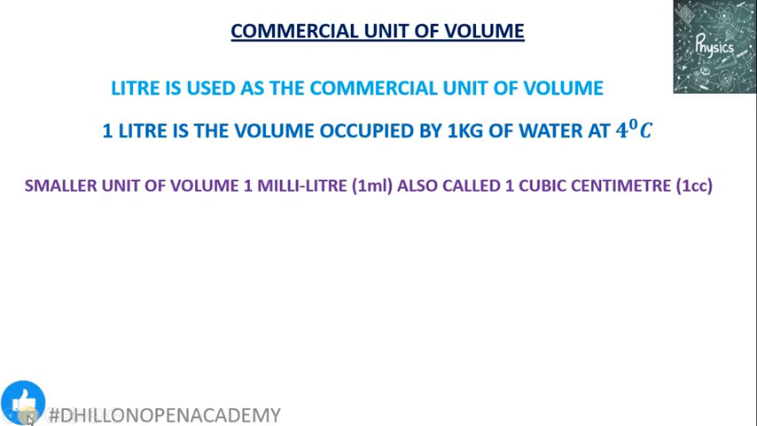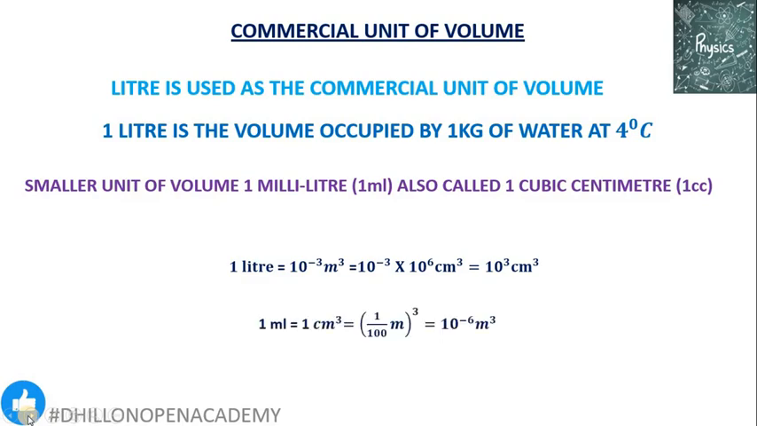Smaller unit of volume which is being used is 1 milliliter. In short, 1 ml, which is also called 1 cubic centimeter or 1 cc. 1 liter is 10 raised to power minus 3 meter cube, or it is equal to 10 raised to power 3 centimeter cube. 1 milliliter, which is 1 centimeter cube, is 10 raised to power minus 6 meter cube.